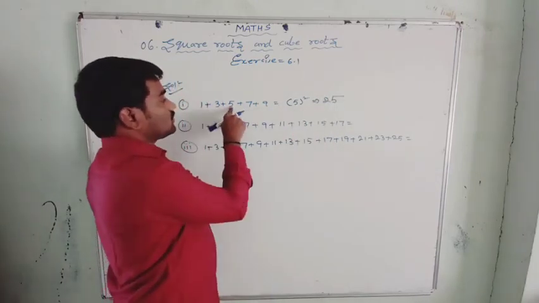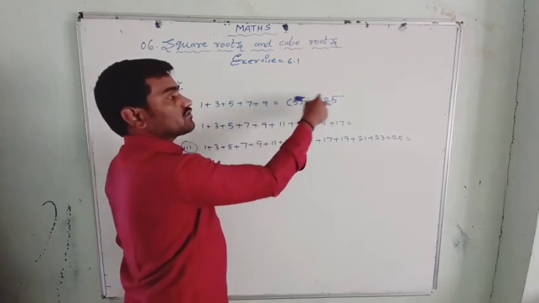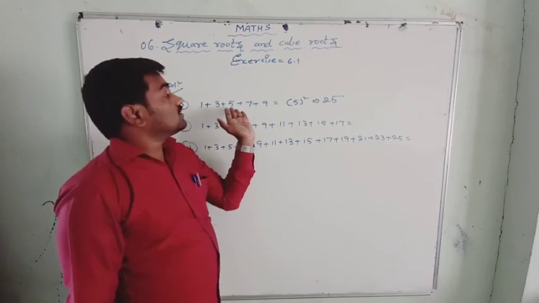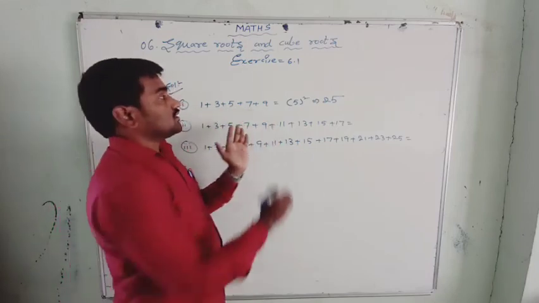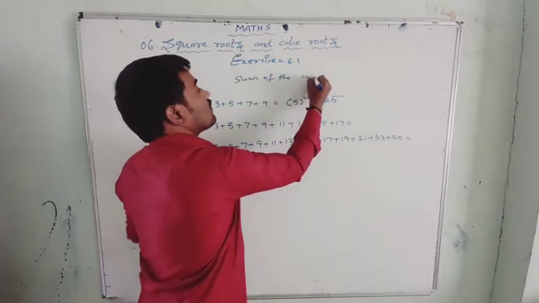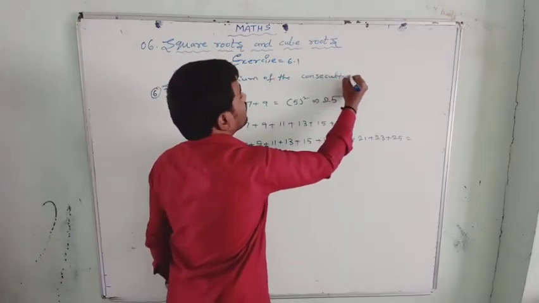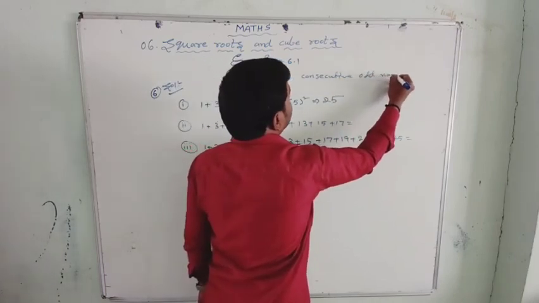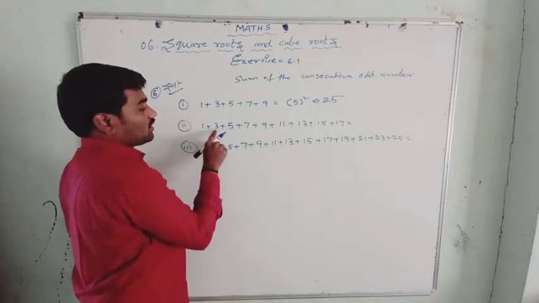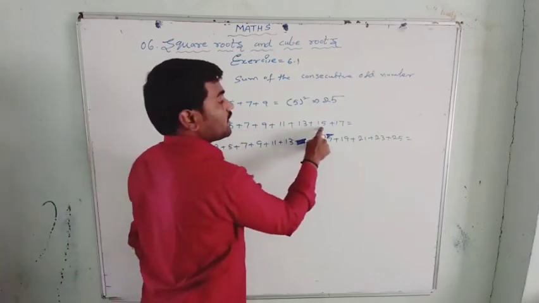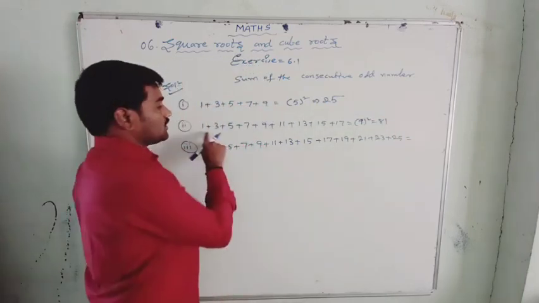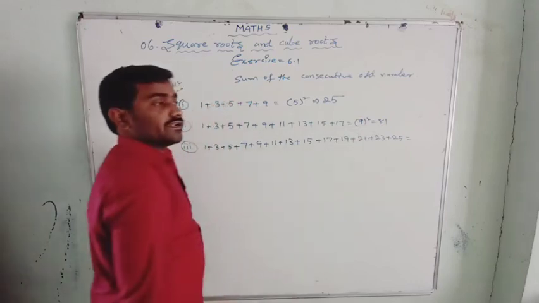Simple. 5 digits we are adding, so 5 square is 25. It only happens in the sum of consecutive odd numbers. Now in the next case, how many digits are there? We count 1, 2, 3, 4, 5, 6, 7, 8, 9. So here 9 square equals 81. The sum of all these numbers equals 81.